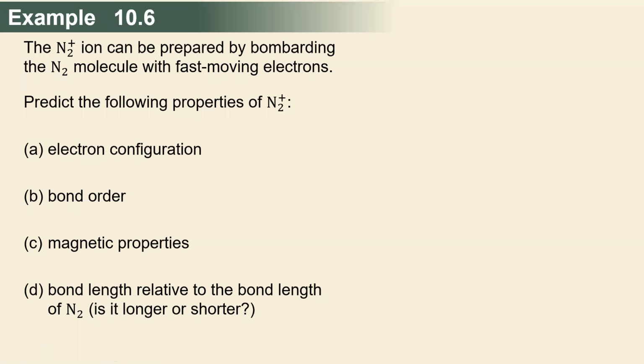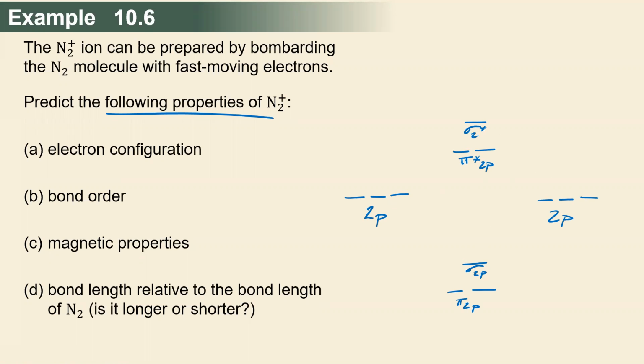So N2+ is an ion, and we can think about the properties of N2+ if we think about the molecular orbital theory. So this is 2p, this is 2p. We know that we're going to have some pi 2p's and some sigma 2p's, pi star 2p, and sigma star 2p.